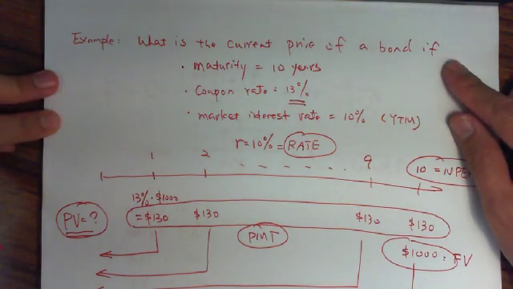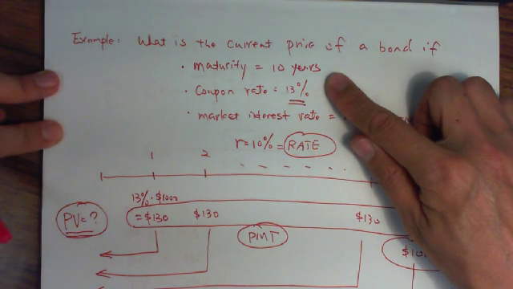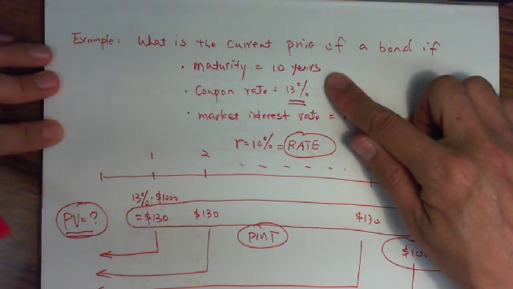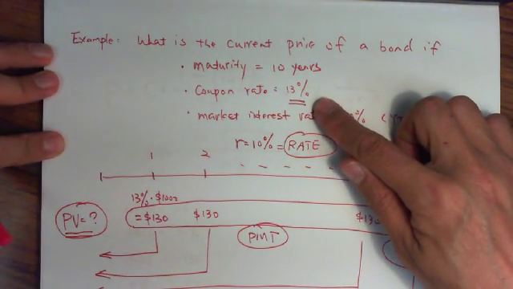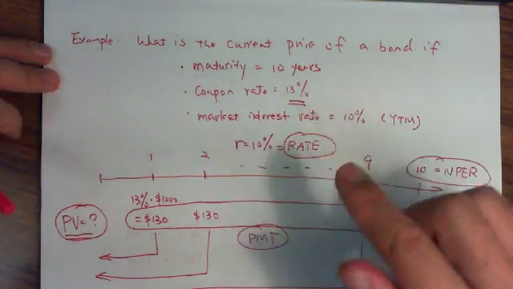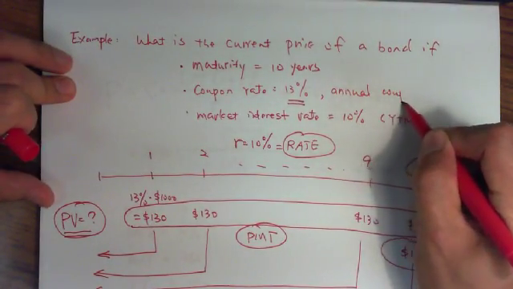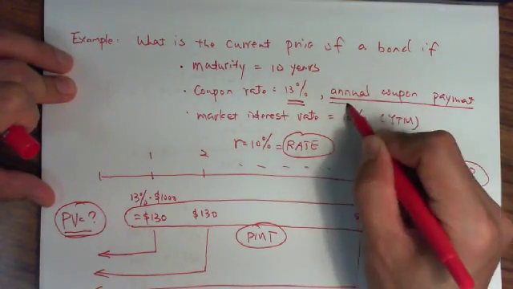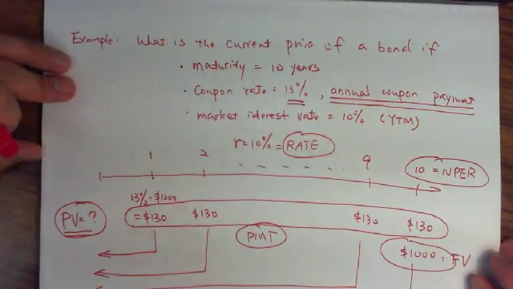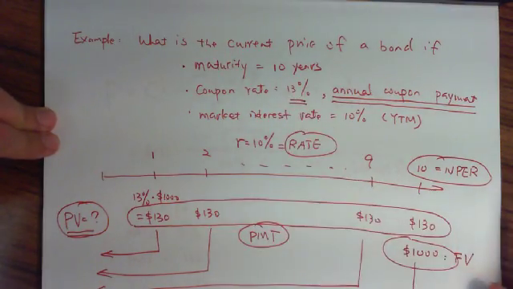Suppose we have a bond. The bond has a maturity of 10 years, so it has 10 years left until the due date. Now, on the bond contract, the company states it's going to pay a 13% coupon rate. Now, suppose this bond makes annual payments. In other words, the company makes one coupon payment per year. So annual coupon payment, 13% is the annual rate.